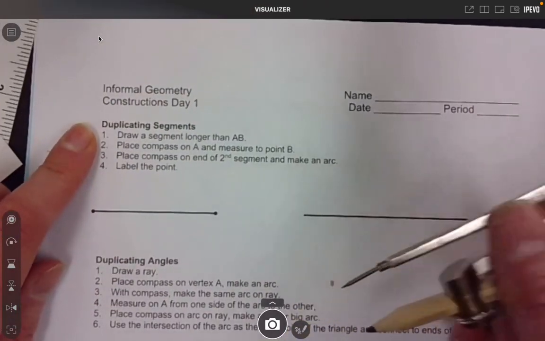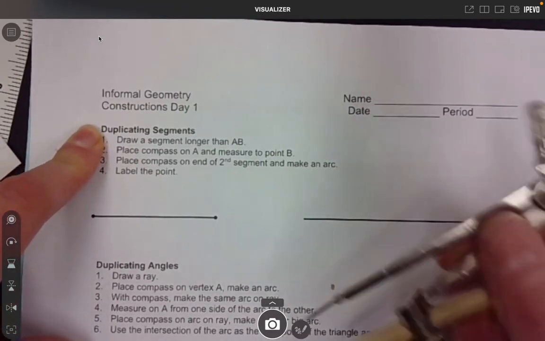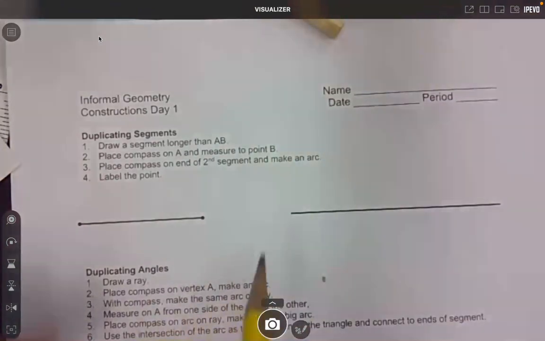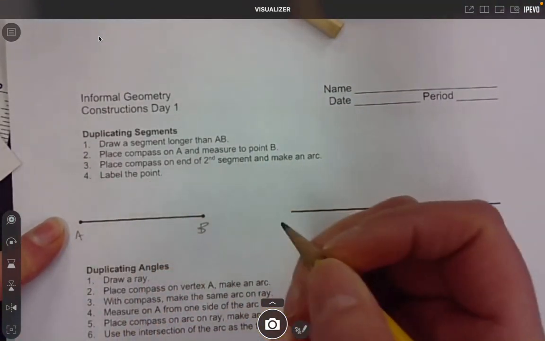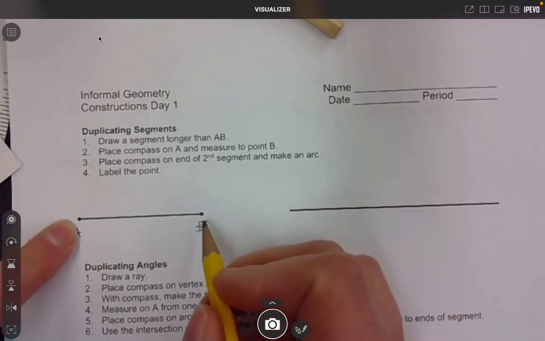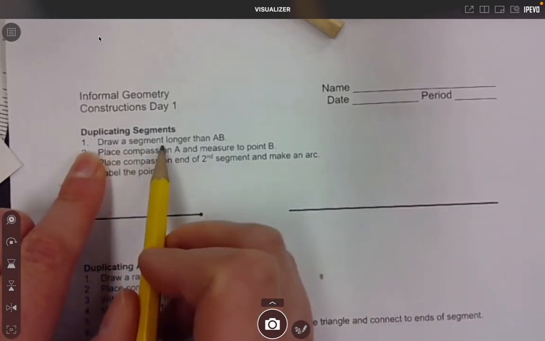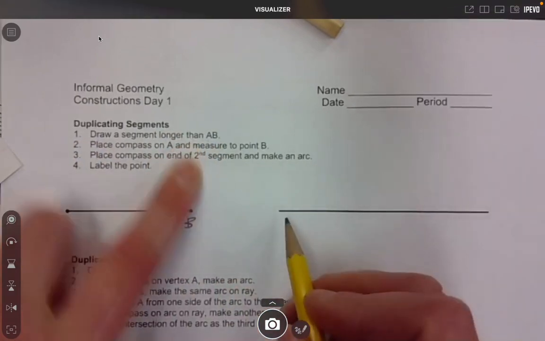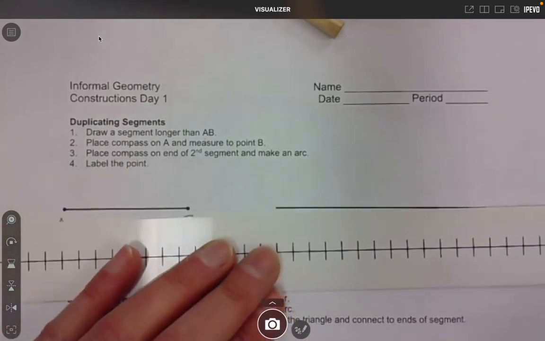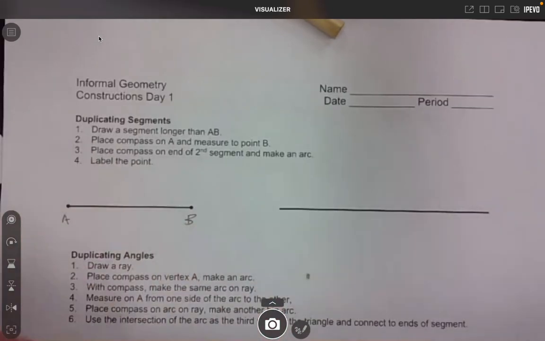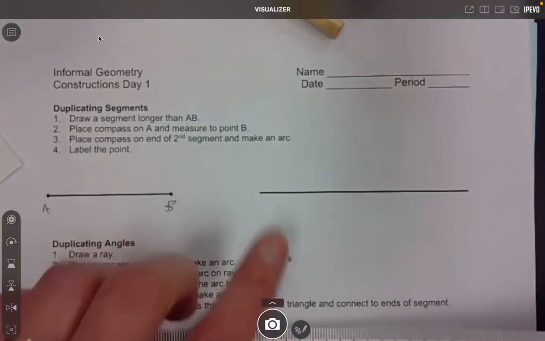Our first little thing we're going to learn to construct is duplicating segments. They're giving us a segment, and the first one is AB. We want to duplicate this, to have a segment that's exactly the same length. First we draw a segment longer than AB, and I went ahead and did that part for you. That's where I would use my straight edge to make a line. Again, I'm not going to measure this. That's not our goal.